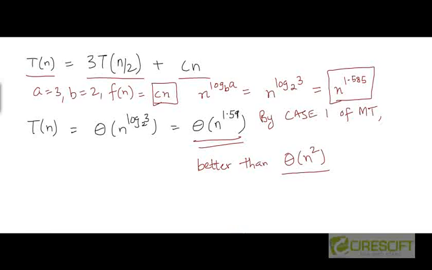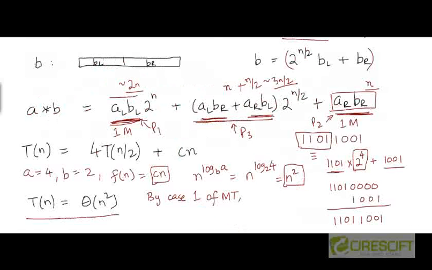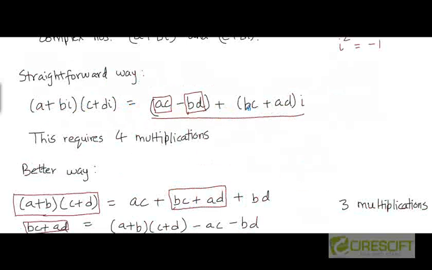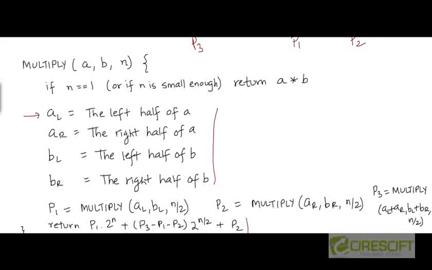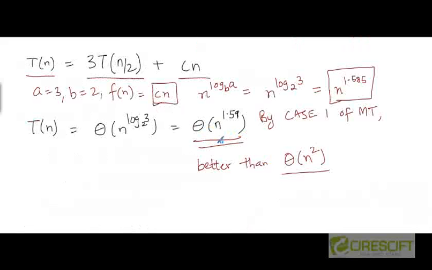In this case, we used this simple strategy of minimizing the number of multiplications, which translated to minimizing the number of recursive calls, or reducing this value of a from 4 down to 3, which had a role to play in the reduction in the time complexity of the algorithm to theta of n to the power 1.59.